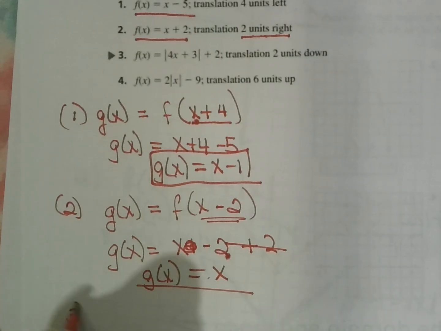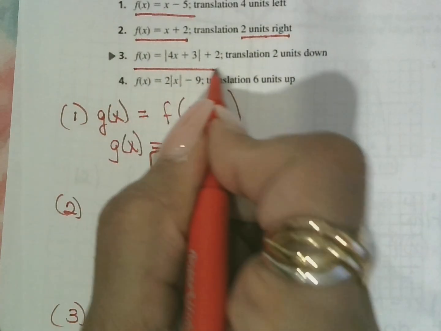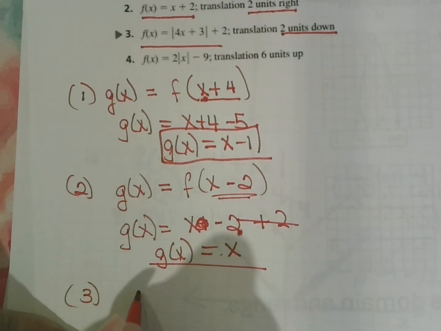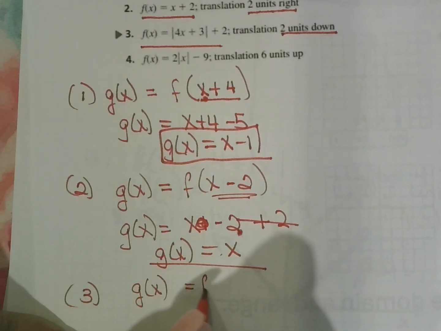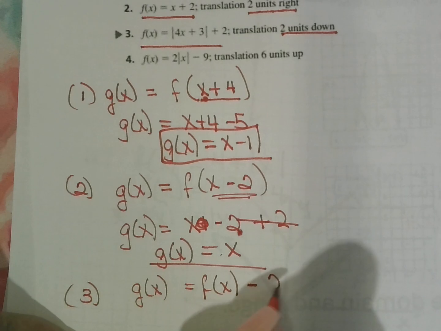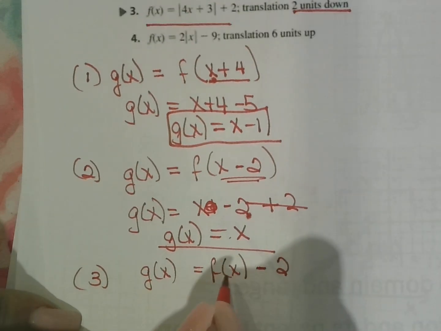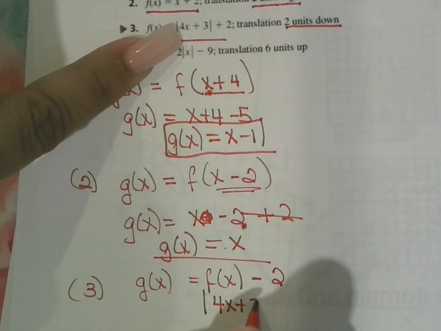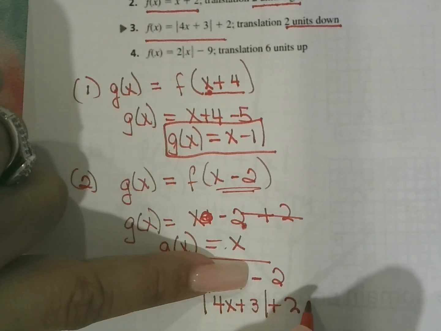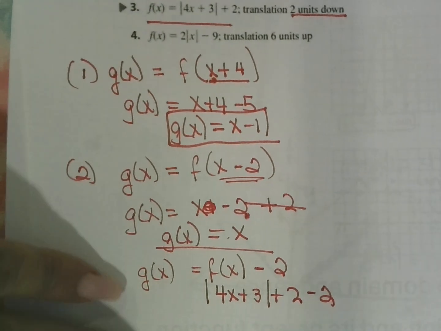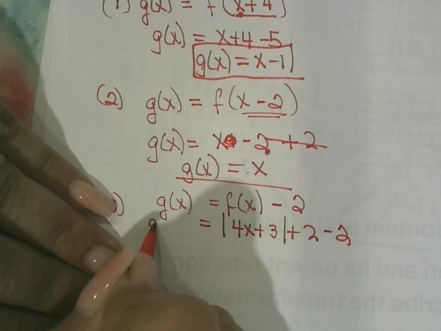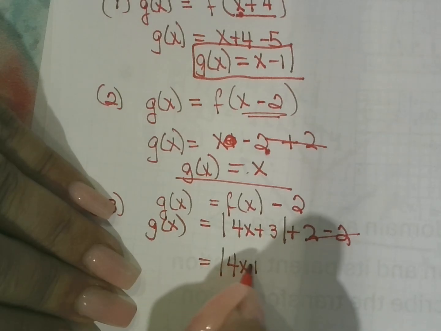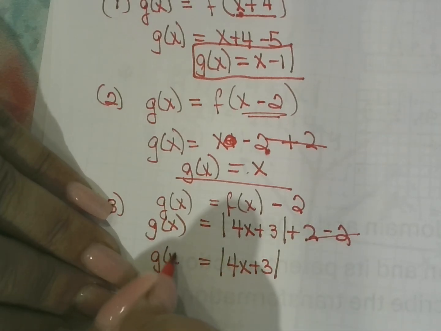Taking a look at number 3, we have this function, and we want it translated 2 units down. When we talk about down, we are talking about outside the function. So it's the function f of x minus 2. So we're going to plug in for f of x. Let's see, it's absolute value 4x plus 3 plus 2. And then don't forget that minus 2. And these cancel, and you're left with absolute value of 4x plus 3. Okay?